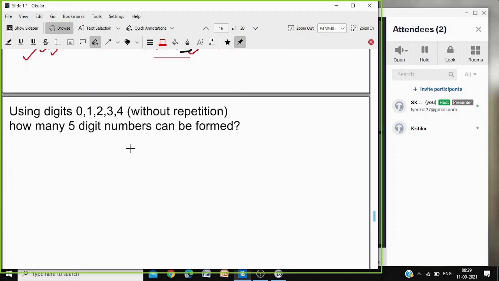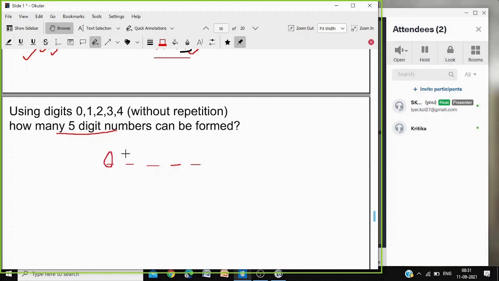Using digits 0, 1, 2, 3, 4 without repetition, how many 5-digit numbers can be formed? Whenever we say 5-digit number, the first digit cannot be 0, because if we begin with 0, that's only a 4-digit number.